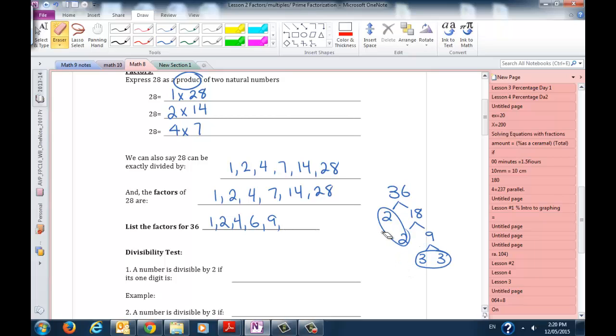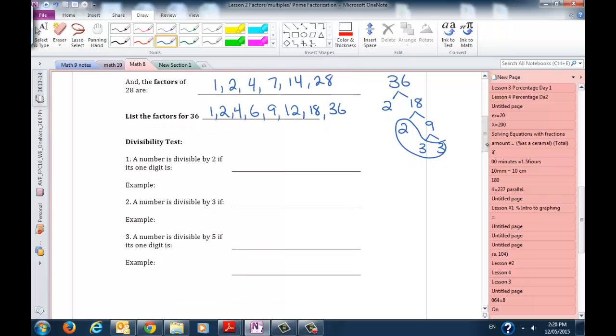I can create in here a 12. 12 times 3 is 36. I can also create 18. 18 times 2 is 36. And finally, my last factor is going to be 36 itself. If that felt a little bit weird, that's okay. We're going to do some practice in class as well.